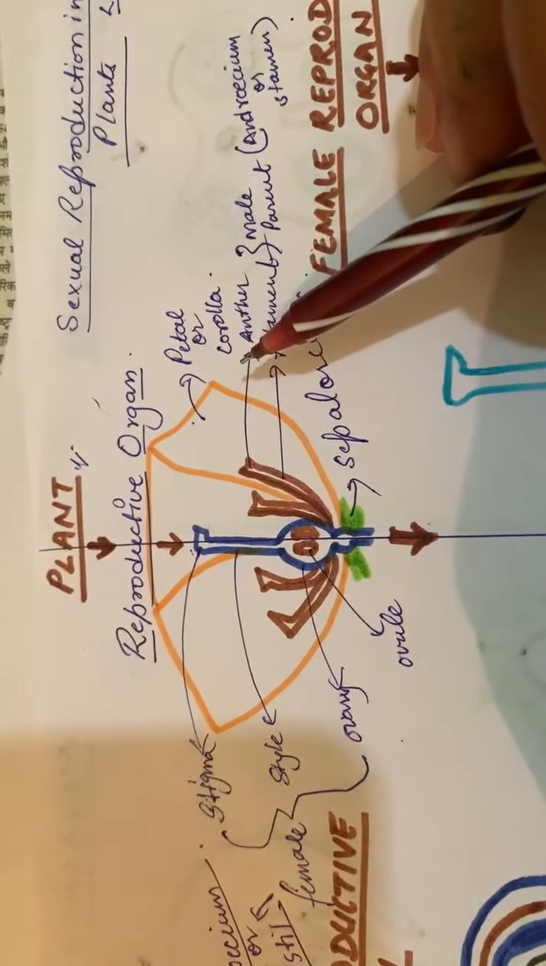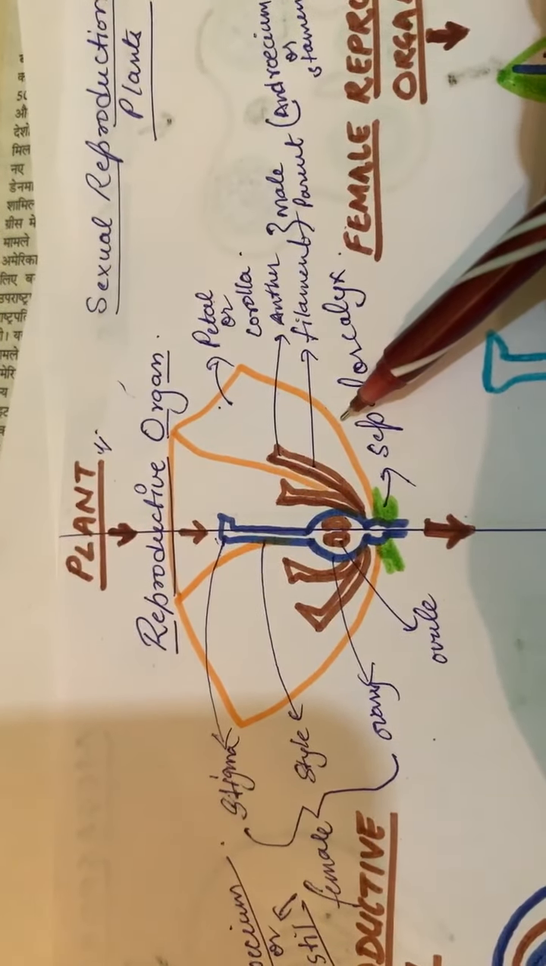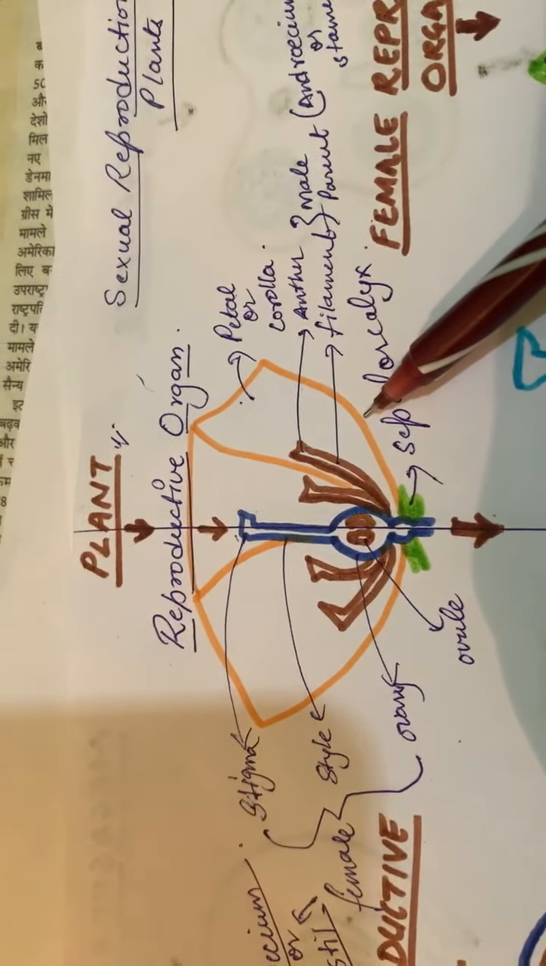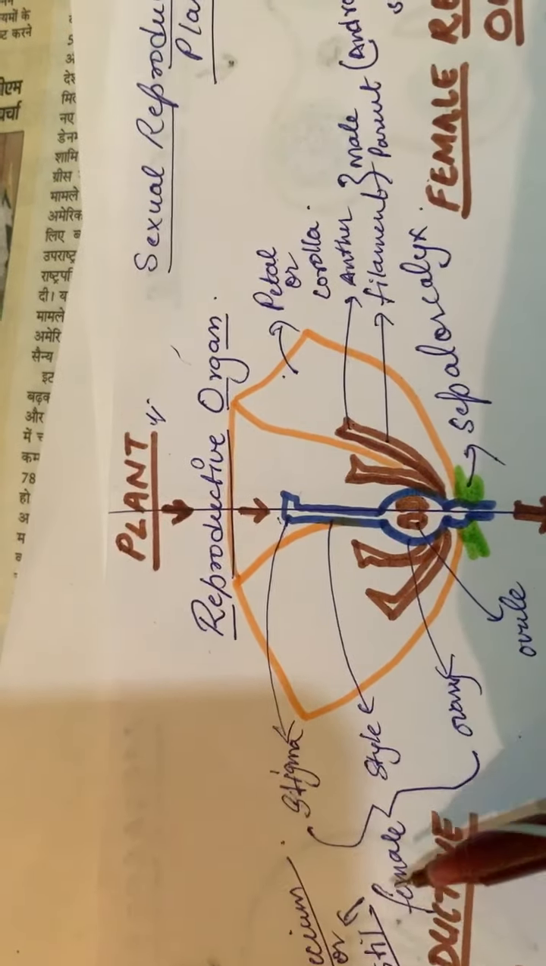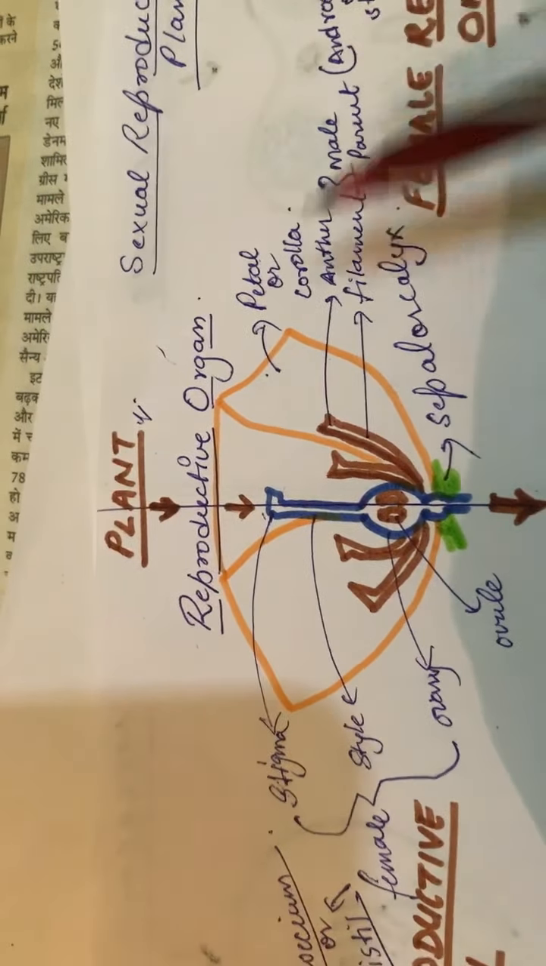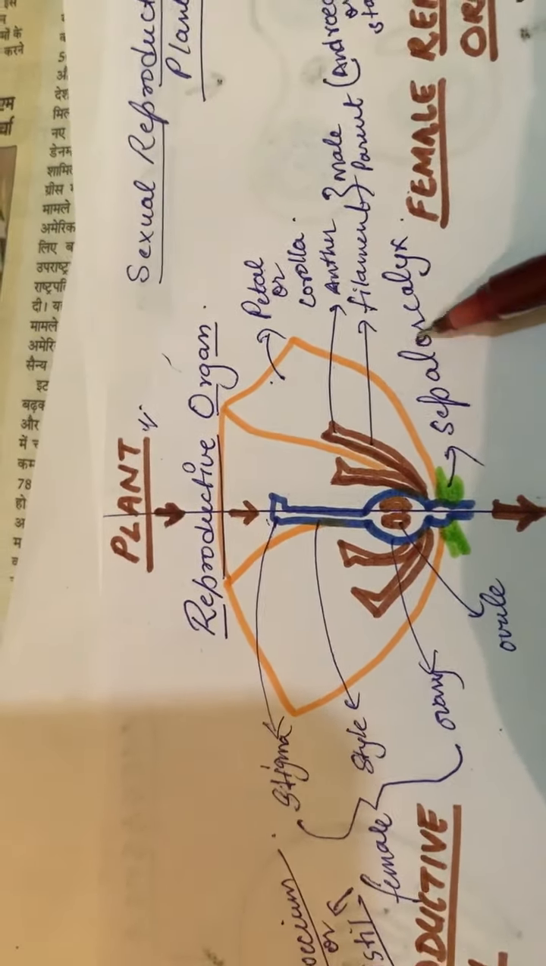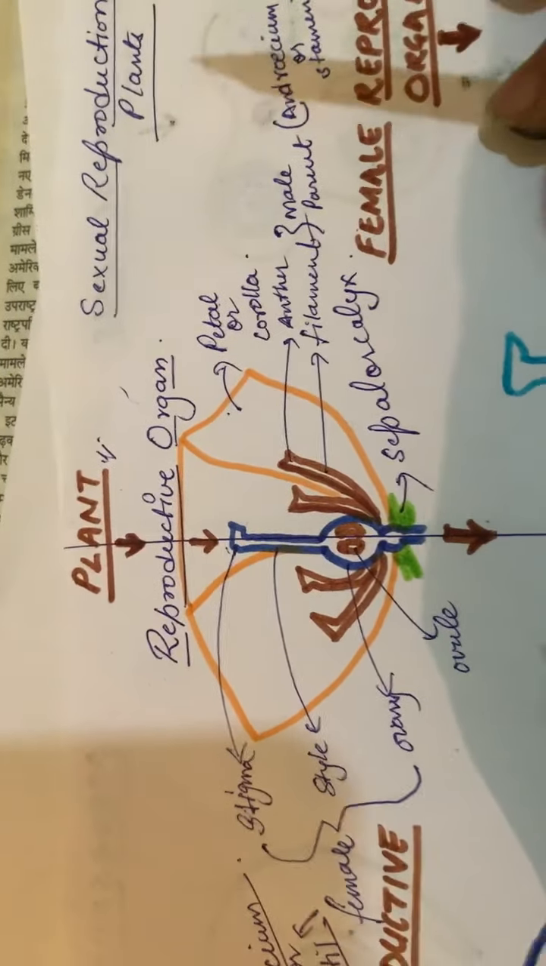Now what kind of flower is this? It is a bisexual flower. Why is it a bisexual flower? Because it has both female and male parts in the same flower. Children, I hope you have all understood.